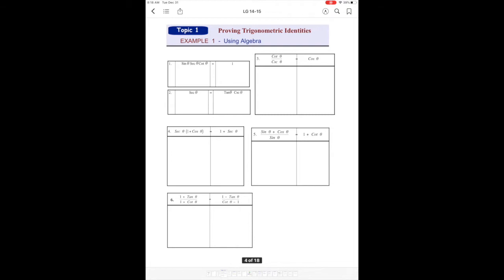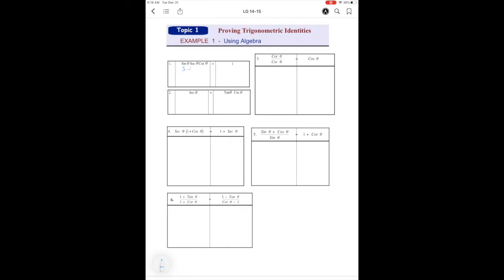All right, we're back again. This is part 2 now of Learning Guide 14. We are on topic 1. So now we're going to use our algebra skills to prove these identities. So remember the rules that we just learned. The first rule is we're going to change everything to S's and C's.